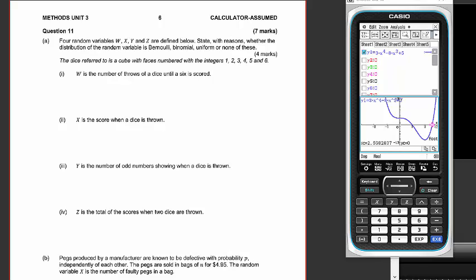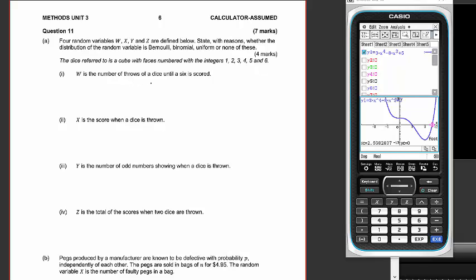Four random variables W, X, Y, and Z are defined below. State with reasons whether the distribution of the random variable is Bernoulli, binomial, uniform, or none of these. The dice referred to is a cube with faces numbered 1 to 6, so a standard cubical die.